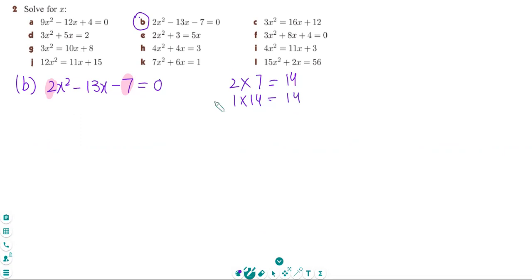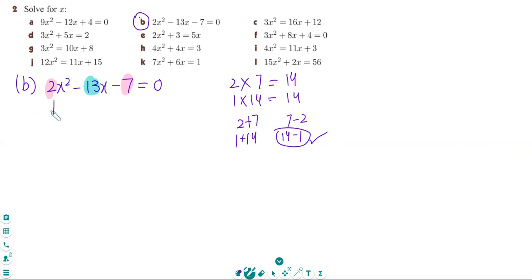Okay, so which gives you 13 if you add or subtract the entries? If you add these, 2 plus 7, and 7 minus 2: 2 plus 7 gives you 9, and 7 minus 2 gives you 5, but we actually need 13. Clear? So check the other one, which is 1 plus 14, giving you 15, but if you subtract 1 from 14, it gives you 13. So this should be chosen, right?